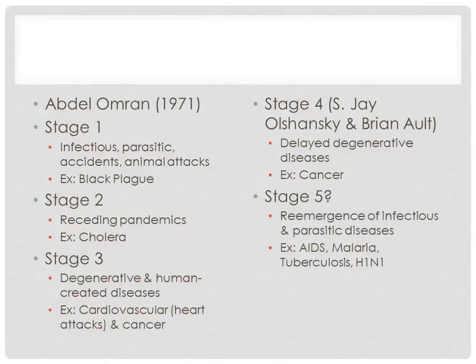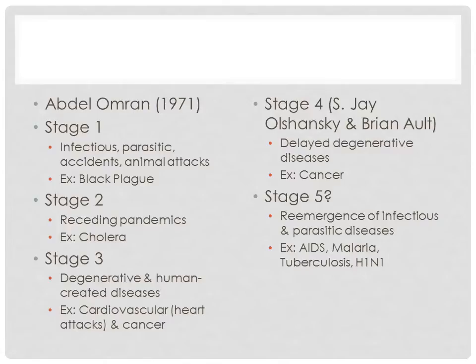So here's what we have. Stage number 1 is going to be characterized by infectious, parasitic deaths or diseases, accidents, animal attacks, basically anything that you can't really control. Notice that the death rate was high and fluctuating in stage 1, and in stage 1, people can't really respond to those types of deaths. And that's why it's high and it's fluctuating, because there's not a whole lot of control with it. A really good example of that was the bubonic plague, also known as the Black Plague. And so that's a good example to start us off with.